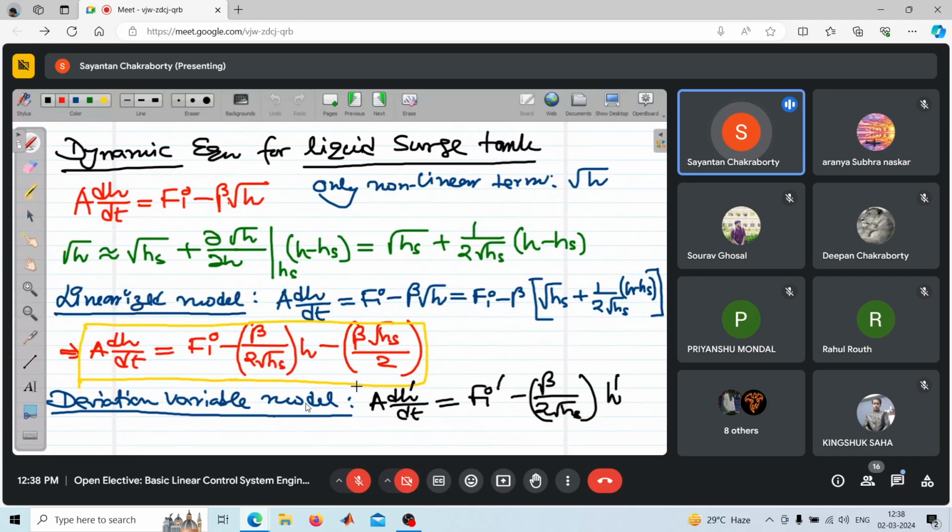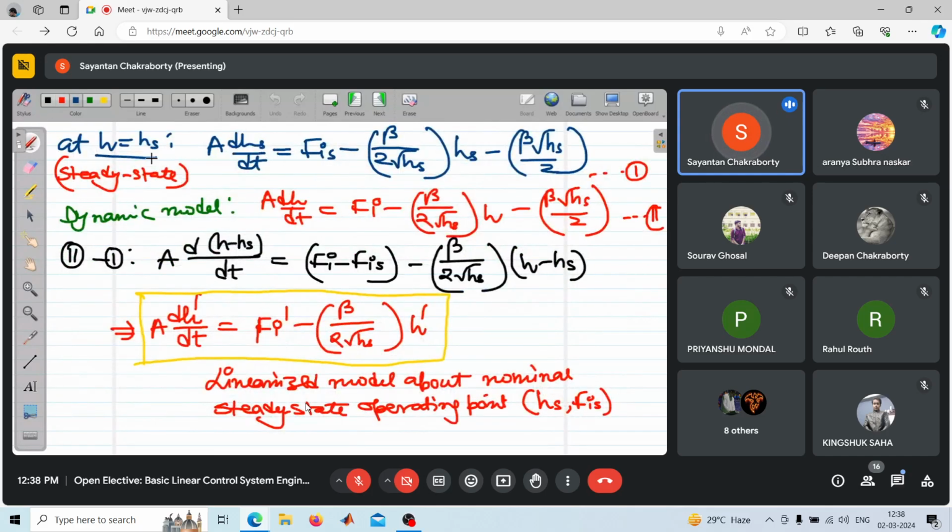Whenever we are talking about the linearized plant model, we should always specify the nominal or steady state operating point. If you do not specify this, you are not correct. Because whenever you change the value of Fi or Hs, these coefficients will change, and the model will be completely different. The coefficient beta by 2 root Hs is changeable. So keep this in mind: whenever you are linearizing a model, it should be around the operating point.